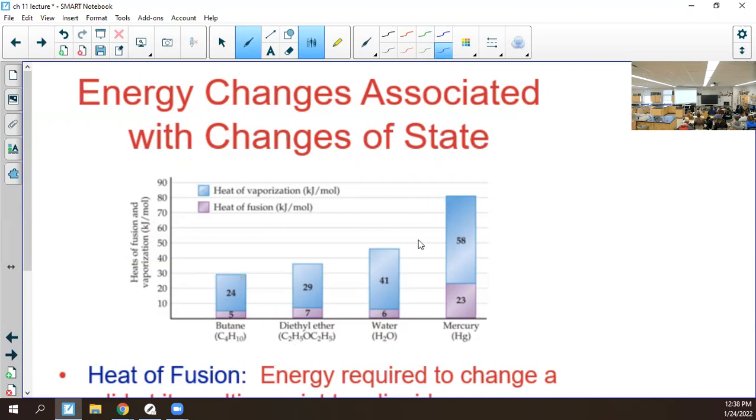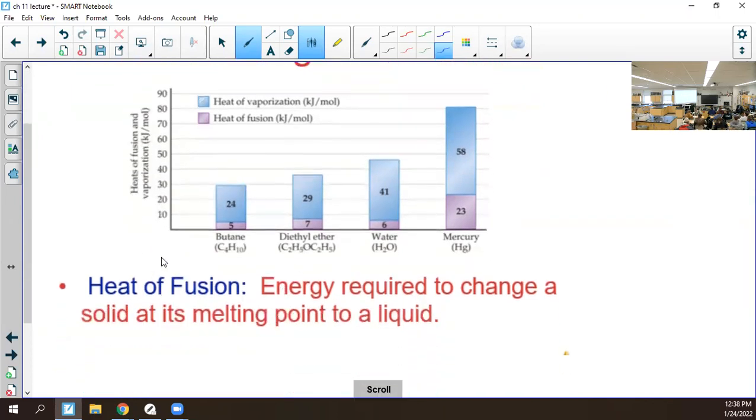Okay. We just talked about the heat of fusion. All of you are gonna get carpal tunnel. All right. I'm on fire. So, energy required to change a solid at its melting point to a liquid. Oh, we just talked about vaporization. Sorry. This is fusion. So fusion is when we go from solid to a liquid, and that is this purple part. Now, you don't need to know these quantities. You need to know how to compare them.